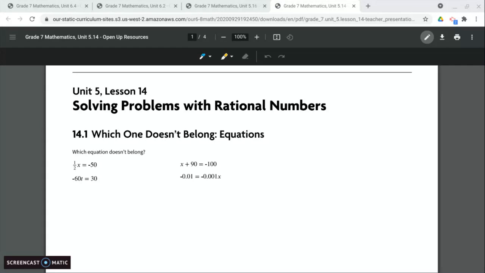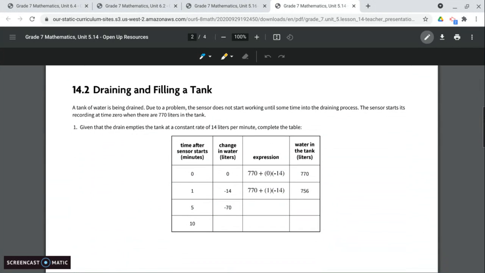Hey guys, welcome back. So what we're looking at today is lesson 14, solving problems with rational numbers. So, draining and filling a tank.